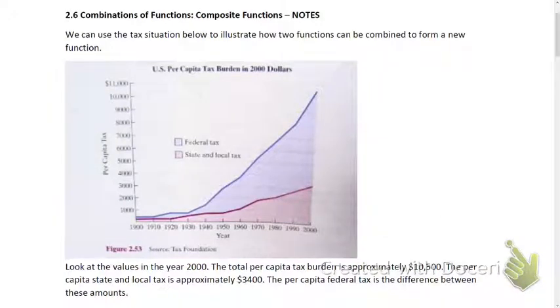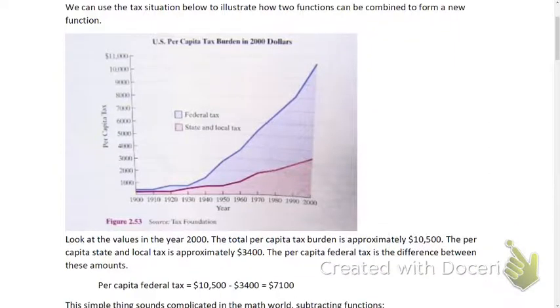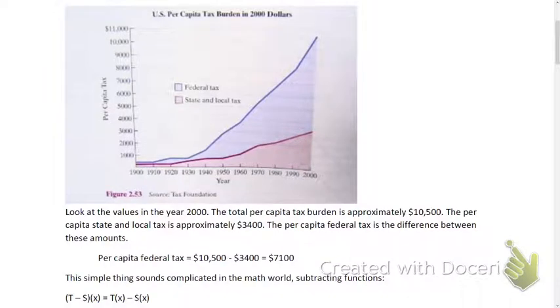In college algebra, we started combinations of functions. Right here, we have a problem from the textbook about taxes. There's actually a typo in this picture. This federal thing is supposed to say total. So what we're looking at here is we want to be able to predict or figure out what the federal tax was. So there's two types of tax whenever you have to pay your taxes. There's your total tax, which is a combination of the federal plus the state.